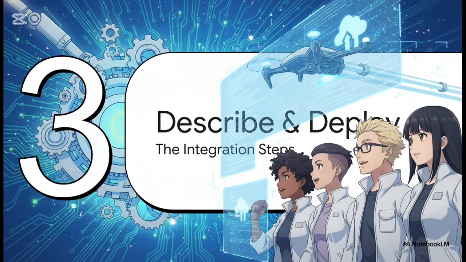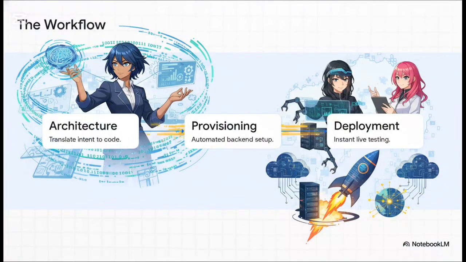All right, Section 3, the describe and deploy workflow. This is where it gets really good. The crucial point here is this describe and deploy methodology, which is designed for absolute maximum efficiency. The pipeline moves through 3 distinct phases. 1. Natural language architecture. 2. Automated resource provisioning. And 3. Instant live deployment. Let's break down exactly what happens technically in each of these integration steps.